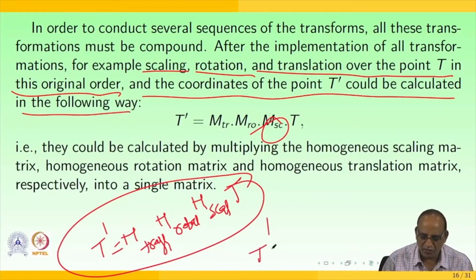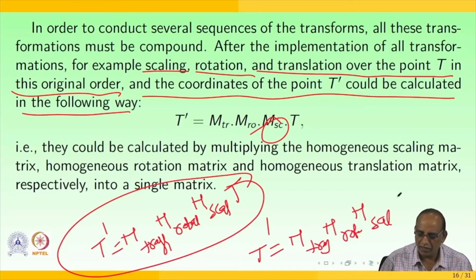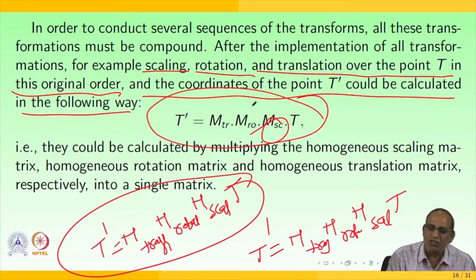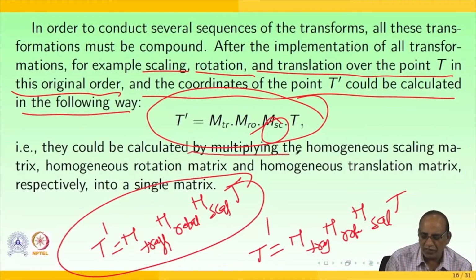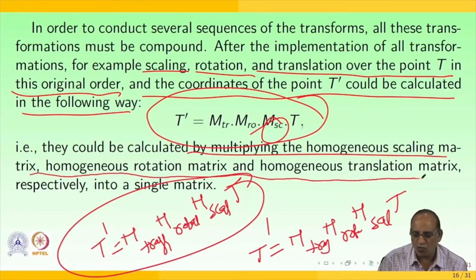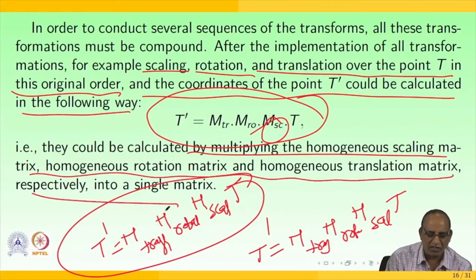So T prime is nothing but M translation, M rotation, M scaling times T. And the coordinates of point T prime could be calculated in the following way. So T prime is the new updated coordinate after having done the translation, rotation and scaling. That is, they could be calculated by multiplying the homogeneous scaling matrix, homogeneous rotation matrix and homogeneous translation matrix respectively in a single matrix.